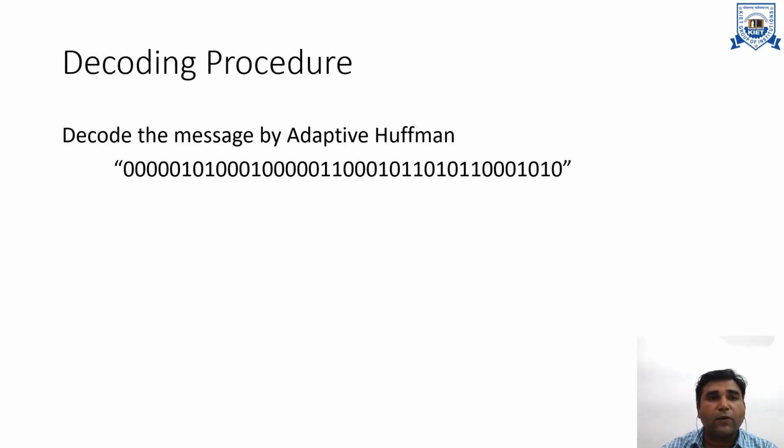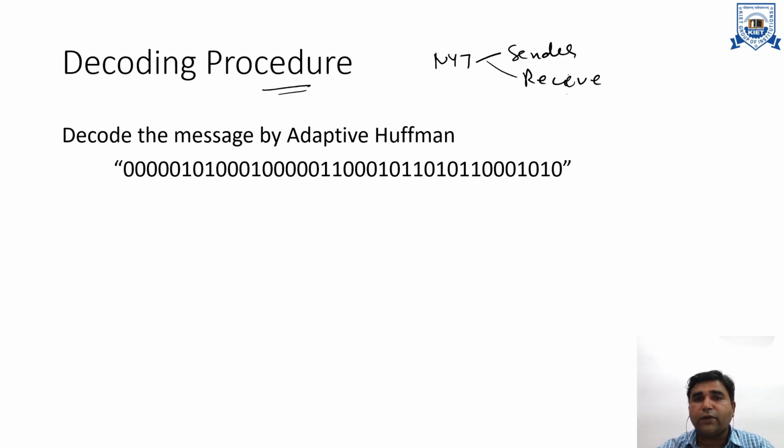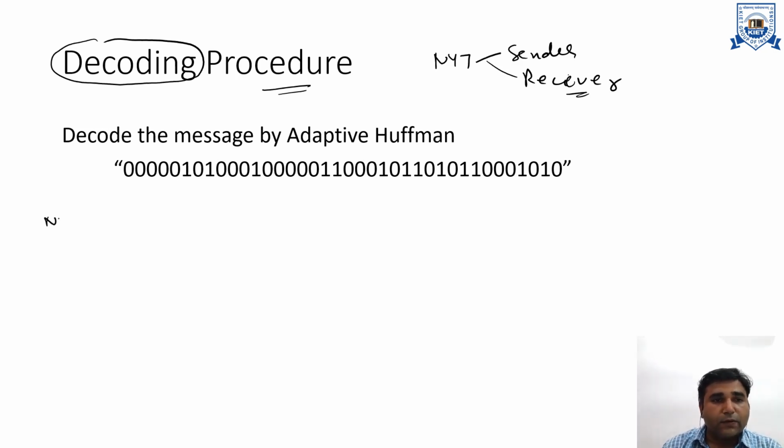Now come to the decoding part. Suppose we have a string and we have to decode this message as per the adaptive Huffman coding method. We already know that the NYT node is always there at the sender side as well as the receiver side. So in this video we discuss the decoding part, and at the receiver there will be an NYT node.